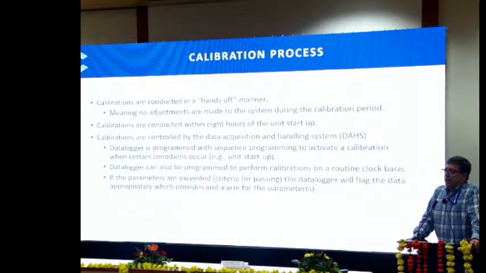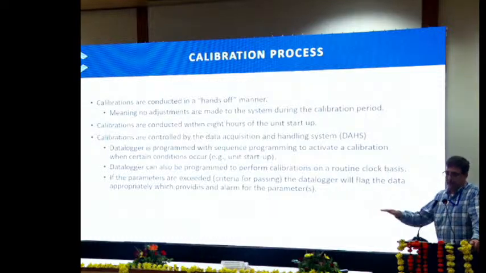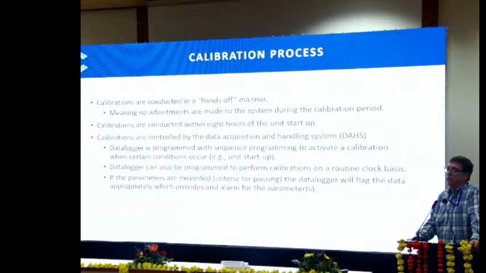Calibrations are conducted within 8 hours of unit startup. This allows the unit to come up to load and become stable in operation, and also the CEMS sampling system comes to equilibrium. That way you hopefully are under normal conditions at that point.